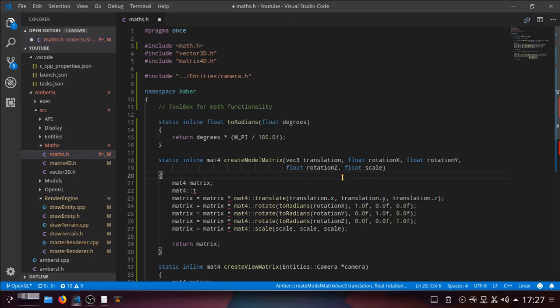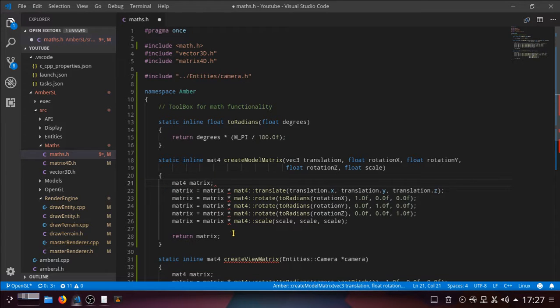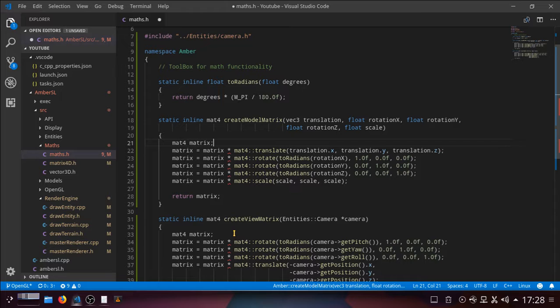So it's right. Why can't I multiply it? No operator multiplier matches these operands. Operand types are mat4 times mat4. Well, that's a mat4 times a mat4. What's it talking about? Interesting. It's done the same down here. So we don't have a multiplier.